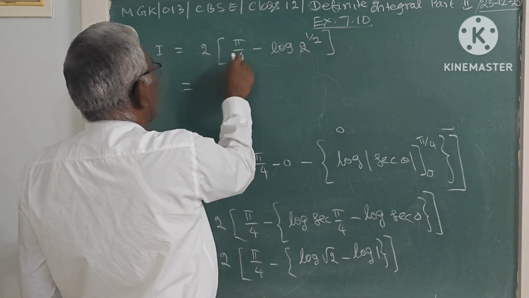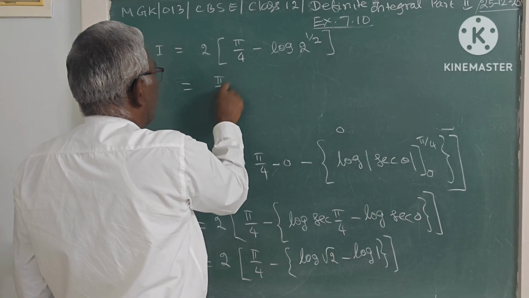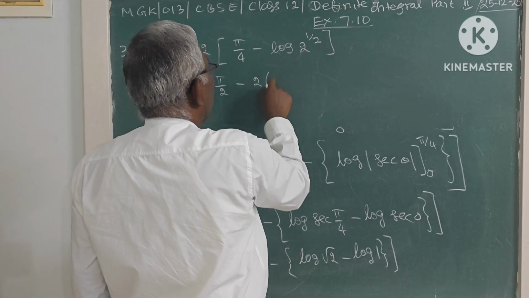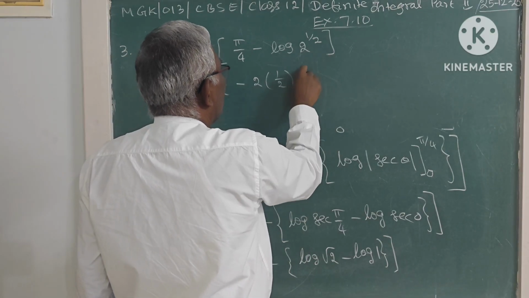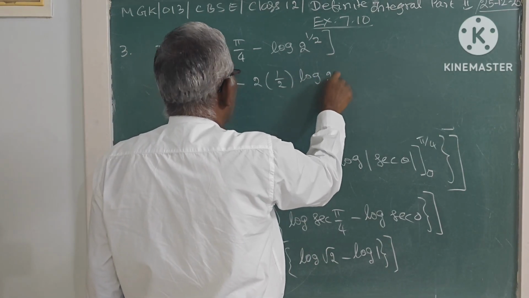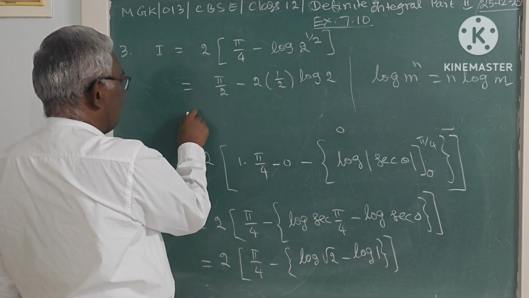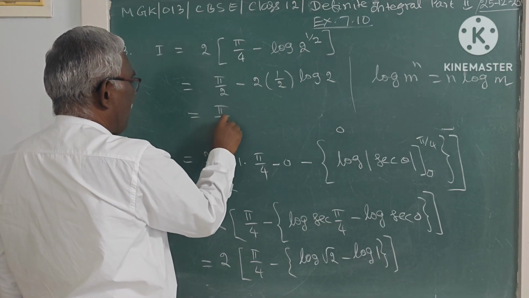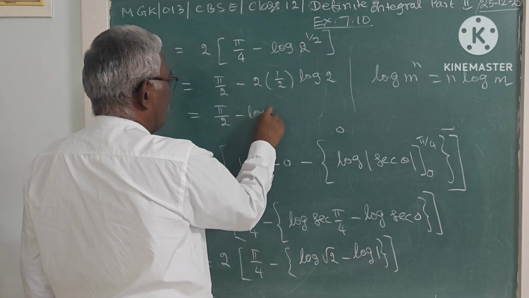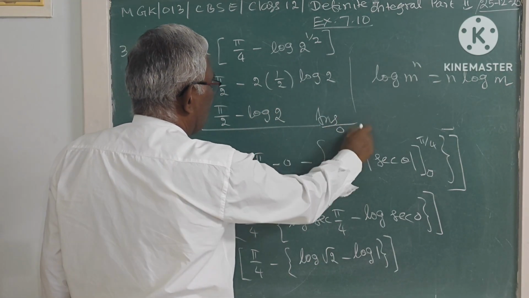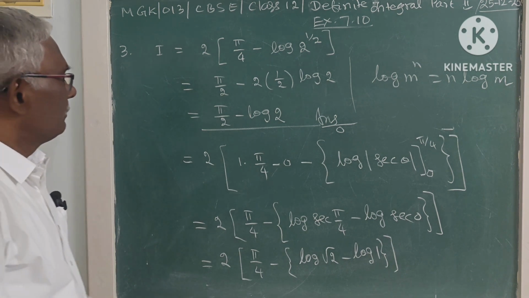So when you multiply this, pi by 2 minus 2 times, this we can write as a half log 2. So this 2 gets cancelled, the answer will be pi by 2 minus log 2. So this is the answer.